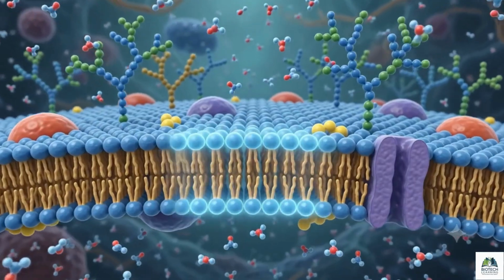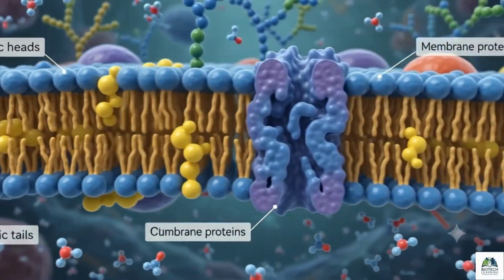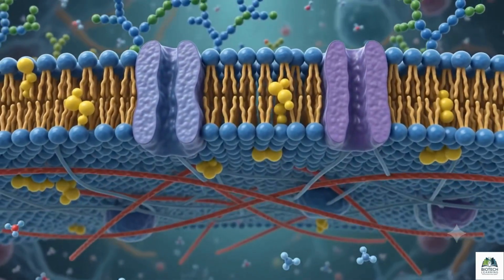The plasma membrane is mainly made of a phospholipid bilayer. The hydrophilic heads interact with water, while the hydrophobic tails form a water-repelling interior.